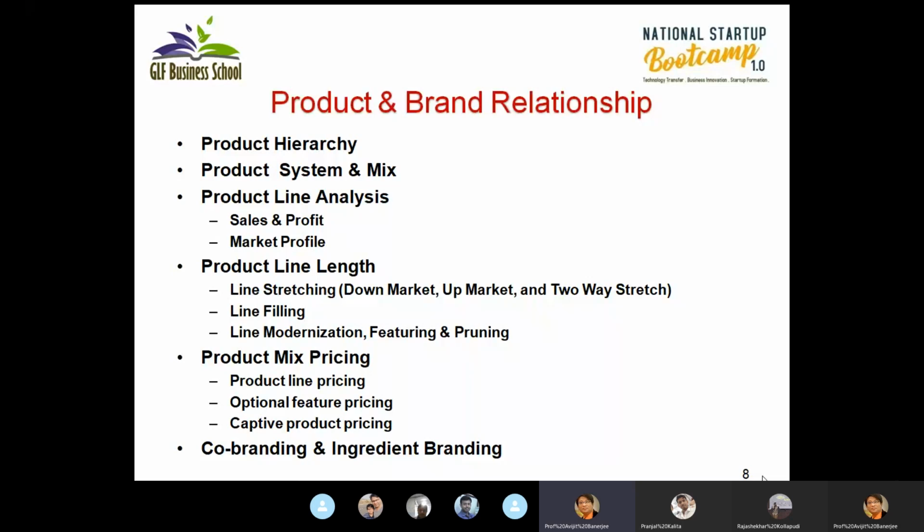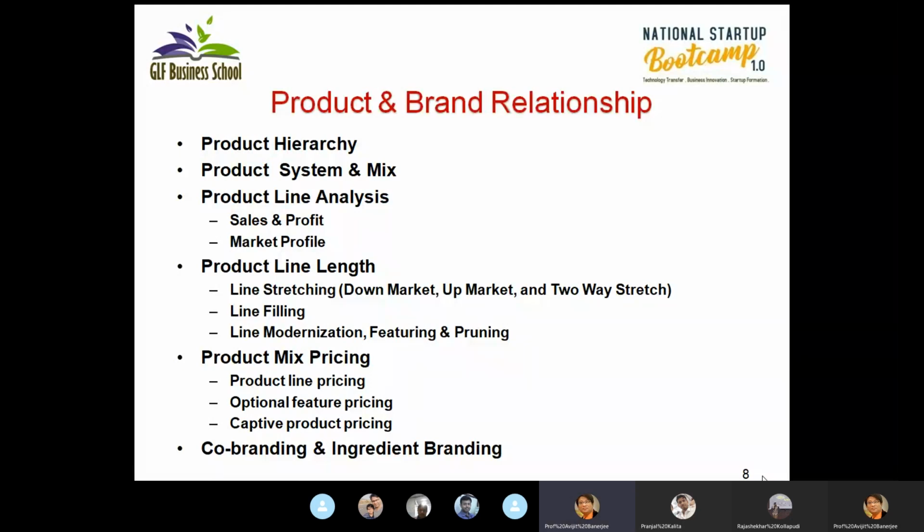In the down market stretch, a company positioned in the middle market may want to introduce a lower priced line for any of three reasons. One, the company may notice strong growth opportunities with mass retailers. Two, the company may wish to tie up lower end competitors. Three, the company may find that the middle market is in stagnation or declining. Also, you can look for the upmarket stretch. Also, you can look for two-way stretch.